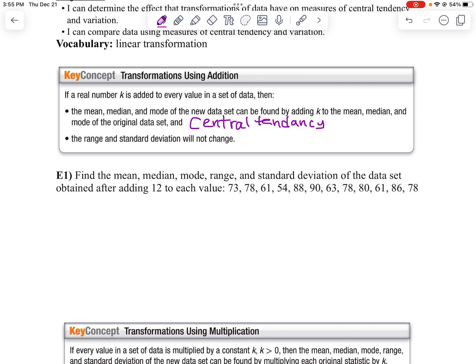Now if I add the same thing to all of my numbers, is my range going to change? All my numbers are going to be bigger or smaller, but they're going to be the same distance apart. So anything that is a measure of spread is going to stay the same.